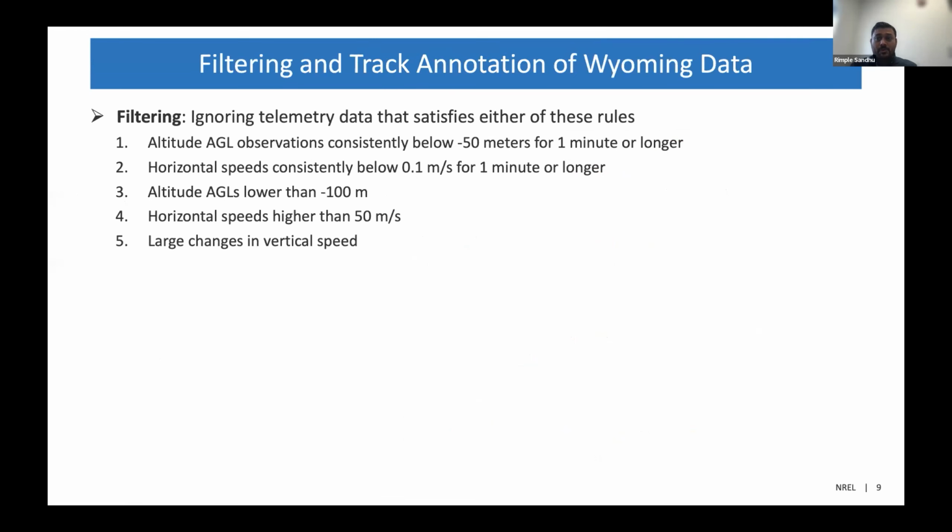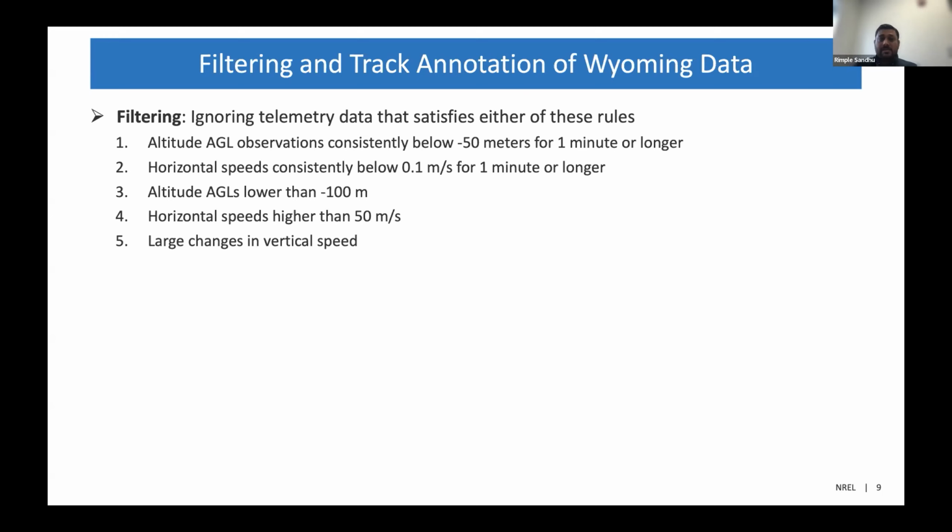So this is the approach that we took. We had 5 filtering steps. First, we remove all the data where the altitude above ground level of the bird is below -50 for 1 minute or longer. If it was just for 10 seconds, we keep it, because there might be errors in the telemetry unit data collection, so we don't want to just remove that. But if it happens for 1 minute or longer, we remove it. We remove all the horizontal speed data points that are below 0.1 meters per second for 1 minute or longer. The bird may be perching at that time, so we remove it.